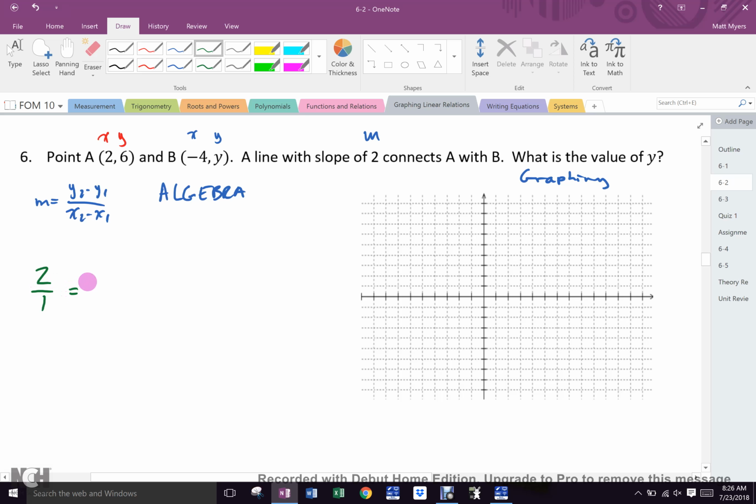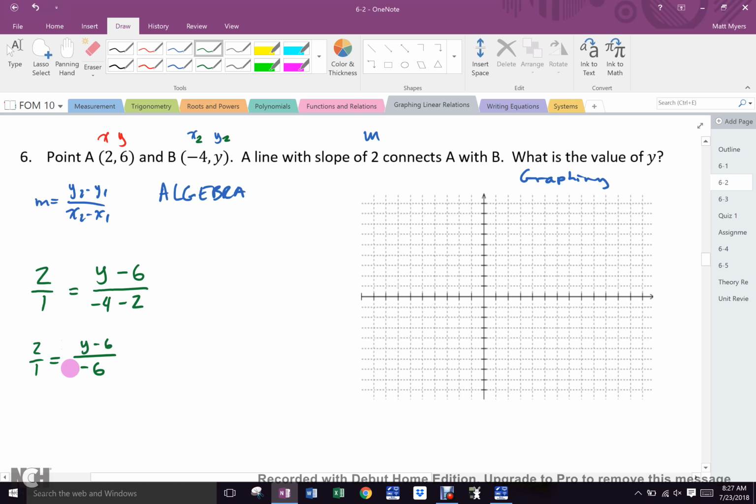Equals y2. Which one do you want to make y2? Who's in charge of this decision? You are. So what do you want to make y2? You want to make it y? Okay, so that means this is y2, which means what's that guy? x2. So y minus 6 over negative 4 minus 2. Right? Then all we do is algebra. 2 over 1 equals y minus 6 over negative 6.